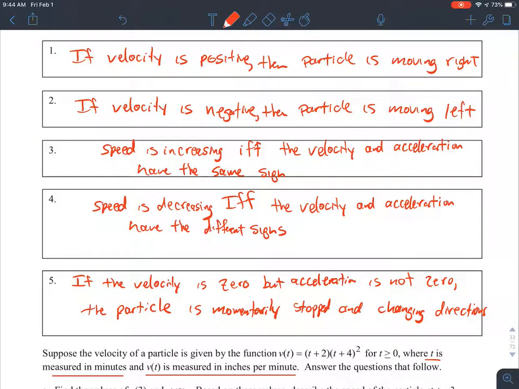Last commandment: if the velocity is 0 but the acceleration is not 0, the particle is momentarily stopped and changing directions. I'll be honest with you, at this point I don't really follow this part. Here's what I know for sure: if the velocity is 0, then the particle is momentarily stopped and it may be changing directions. But this is saying if the velocity is 0 and the acceleration isn't, then it's also changing directions. I haven't wrapped my brain around why that's true at this point, but this is a commandment that I read, so I'm just going to believe it.